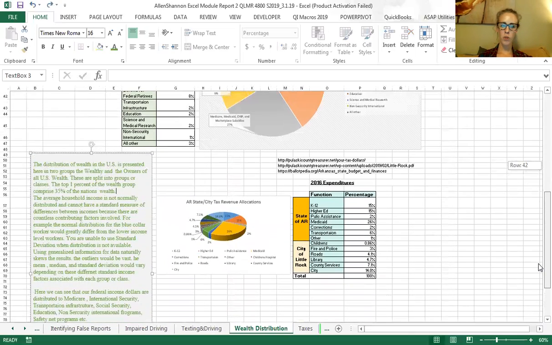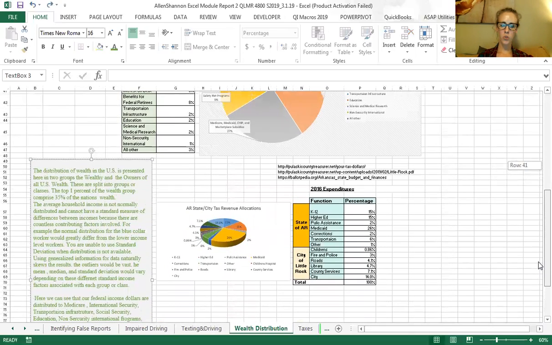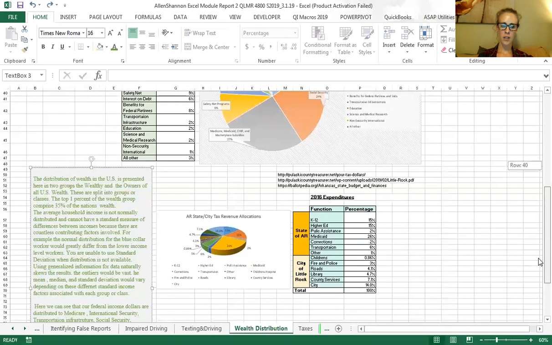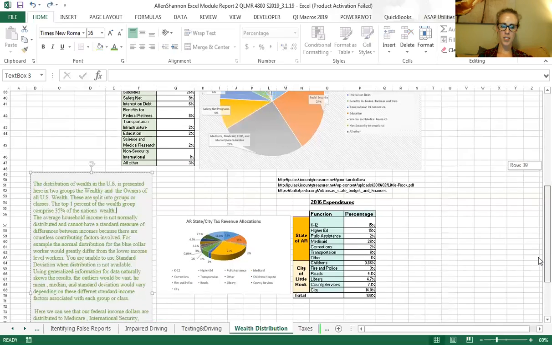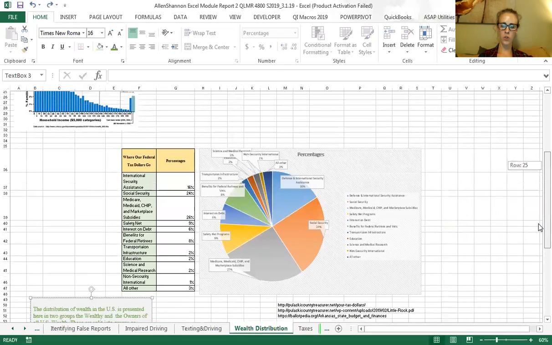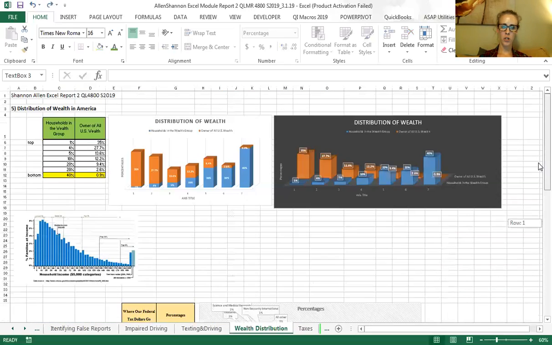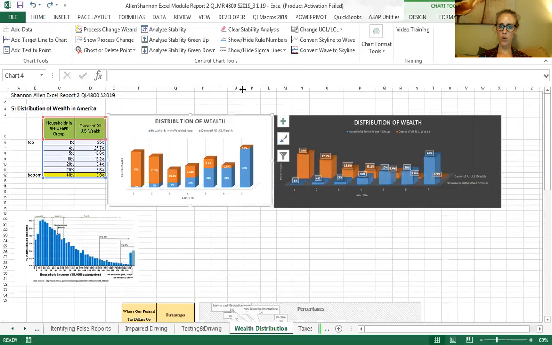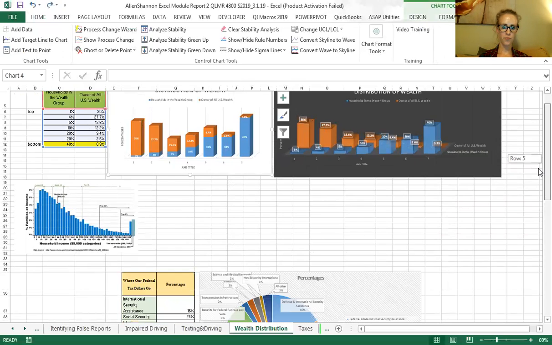The distribution of wealth in the U.S. is presented here in two groups, the wealthy and the owners of all U.S. wealth, and then they are split into groups or classes. The top 1% up here, if you'll notice, back it up, Buttercup, makes up 35% of our nation's wealth. Again, this was a cool feature I got to use with this new add-on, this Q1 Macros add-on.